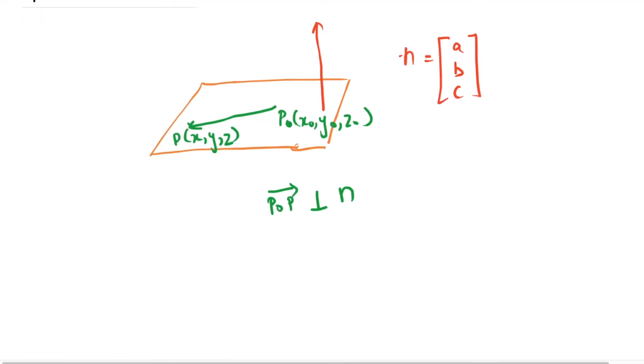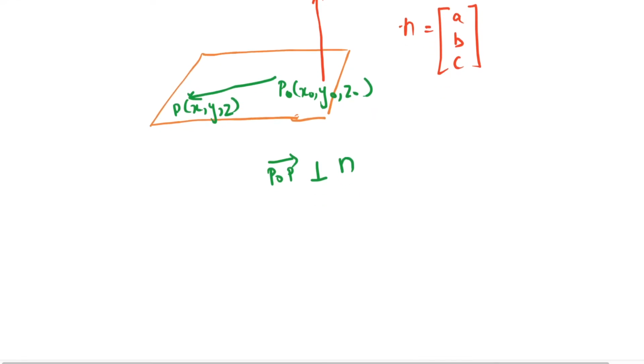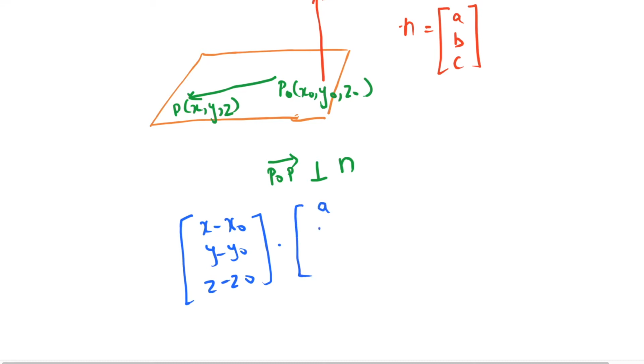And we know that if two vectors are perpendicular to each other, their dot product would be 0. So let's exploit this result. The vector P naught P would be given by (x minus x naught, y minus y naught, z minus z naught), and we'll dot it with the vector n, which is (a, b, c), and their dot product would be 0.